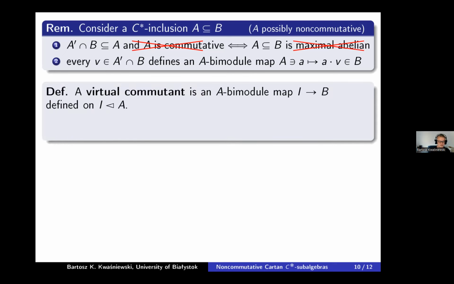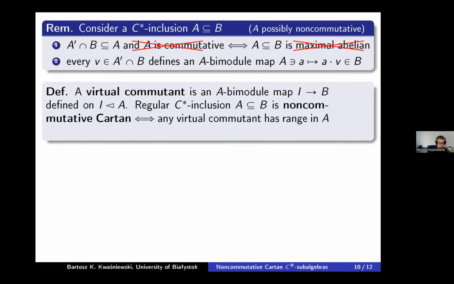So here's the definition. A virtual commutant is this A-bimodule map, but in fact, we needed more than just maps defined on A. So these are maps defined on any ideals. These are like partially defined A-bimodule maps. So this is confusing. A virtual commutant then is, by definition, an A-bimodule map defined on an ideal in A, taking values in B.